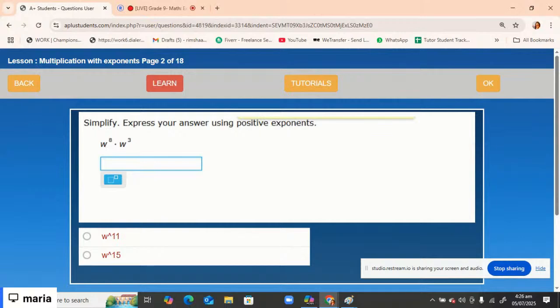So what's the answer? You get it? 8 plus 3 is 11. So w power 11.